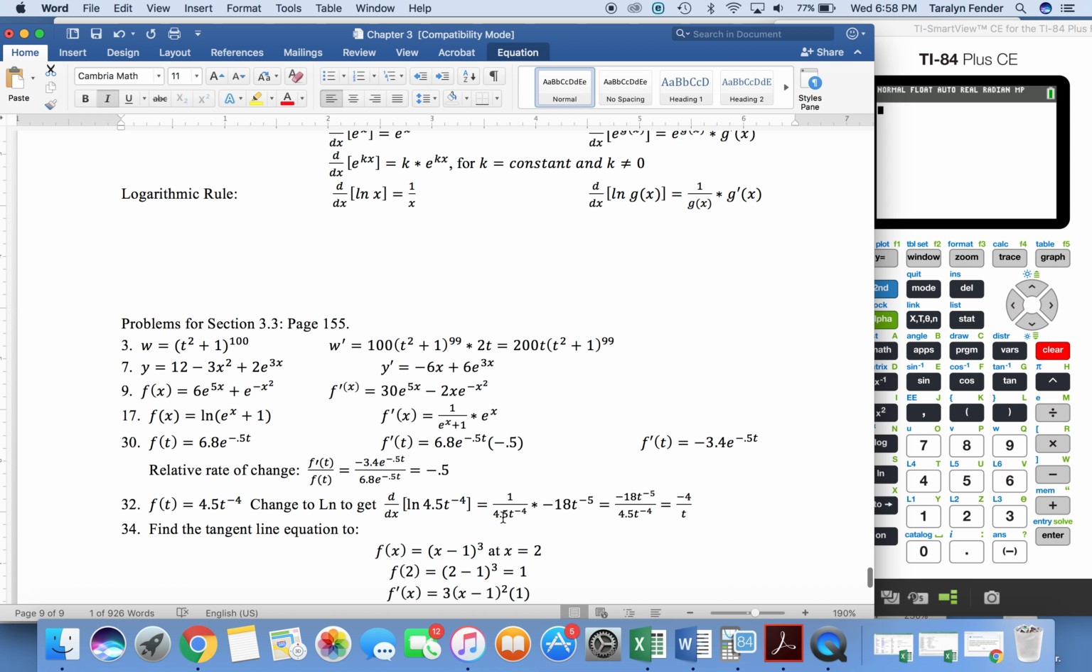And we'll do a few problems here. Number 3, t squared plus 1 quantity raised to 100. The 100 comes out in front, and now you have 99. And notice t squared plus 1 did not change yet, times the derivative of what's on the inside. And then you can multiply those to simplify it. Natural log of e to the x plus 1, you have 1 over e to the x plus 1, that's the whole entire argument, times the derivative of what's on the inside, which is e to the x.